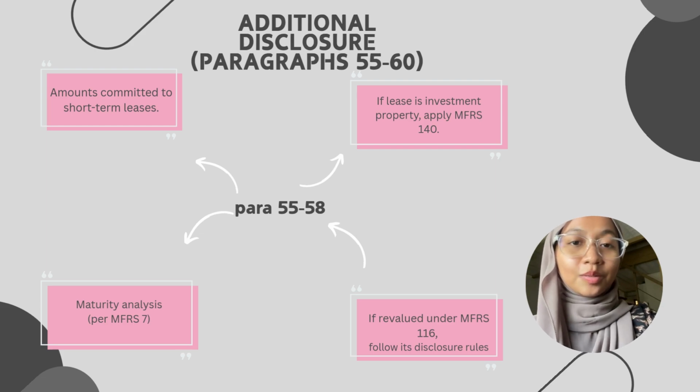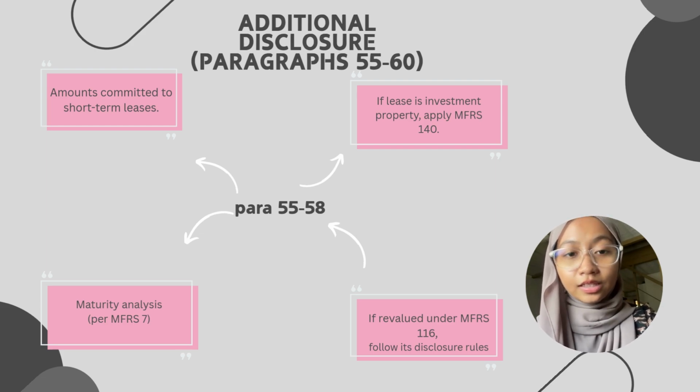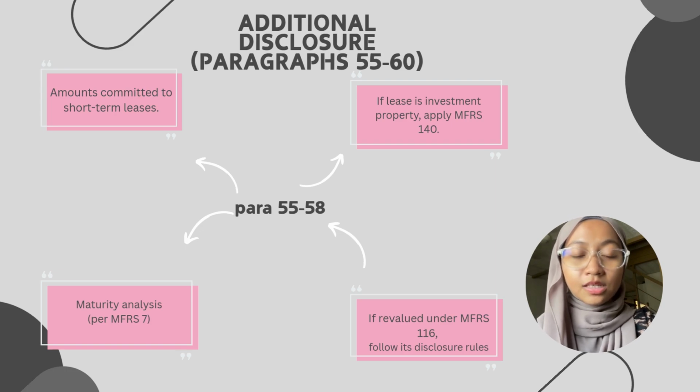Okay, next we go to additional disclosure for para 55 until 58. First, amount committed to short-term leases. If the company agrees, commits, to short-term leases under 12 months but has not paid yet, they must show how much they promised to pay. Second, if this is investment property, apply MFRS 140. If the leased asset is investment property, like a building rented out to earn rental income, the company must follow MFRS 140 rules, not normal lease rules.